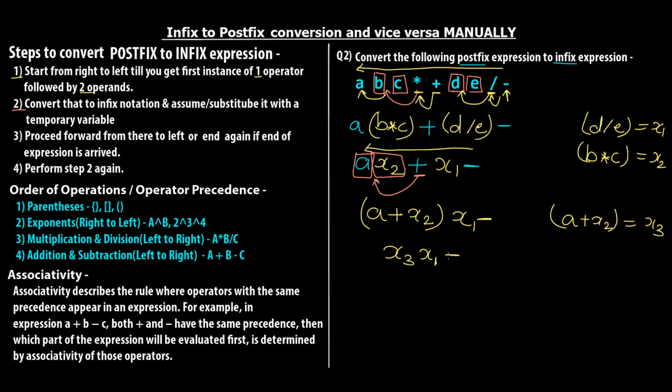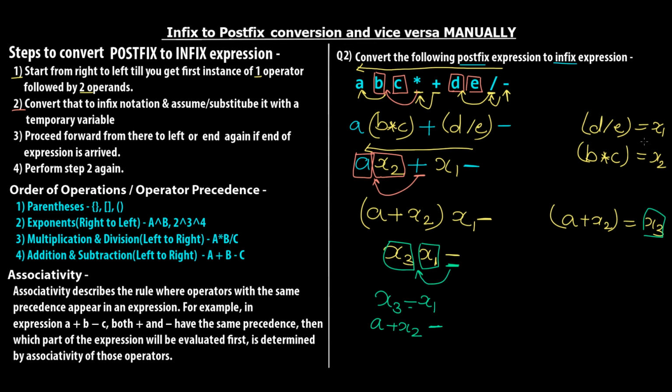So lastly the minus operator is left. After the minus operator, do we have two operands? We have x1 and x3. So we convert this to infix by taking minus in between, and ultimately we reach x3 minus x1. Now the only thing left is to resubstitute these values of x3, x1 and x2. So x3 is A plus x2, right? What is the value of x3? It is A plus x2. Then we have a minus over here, so we have minus.